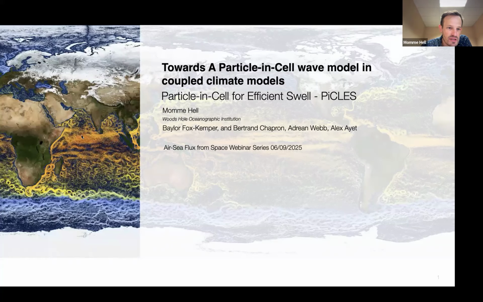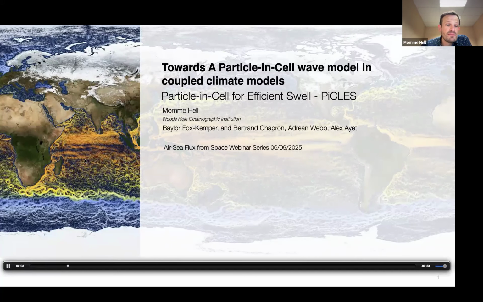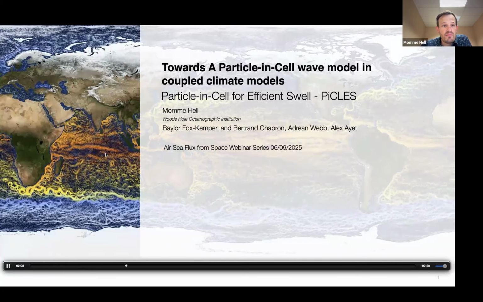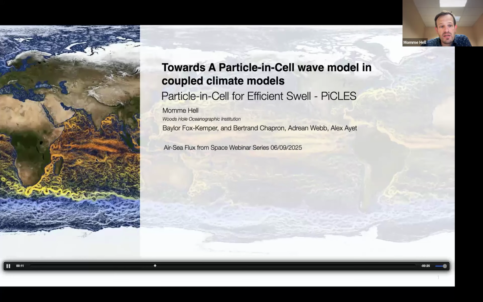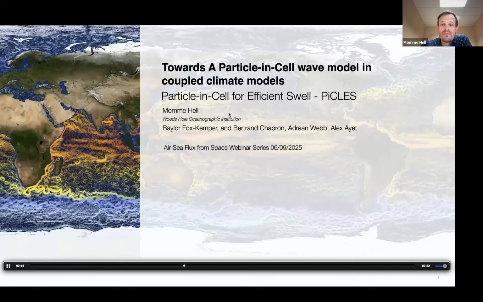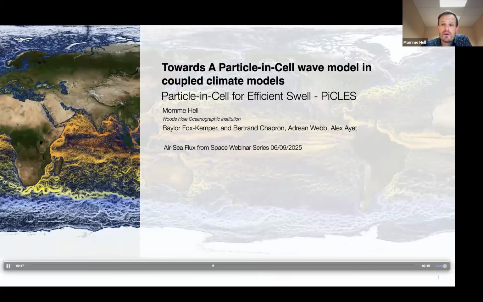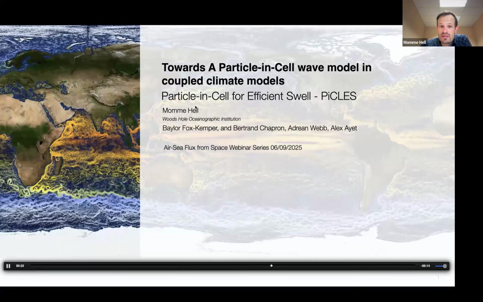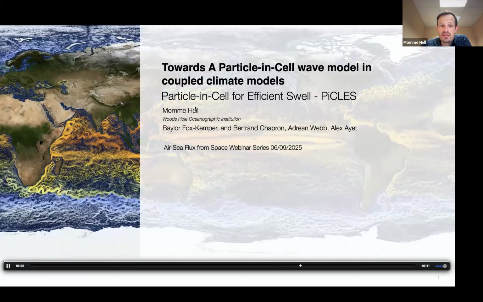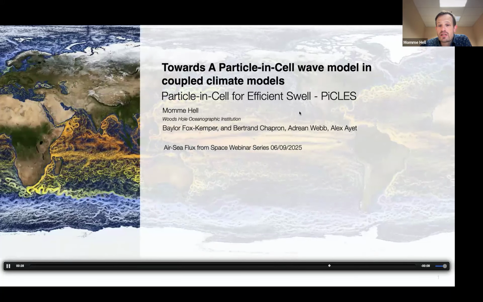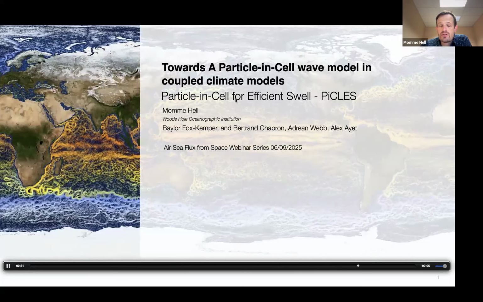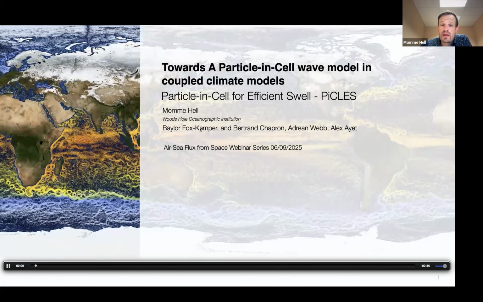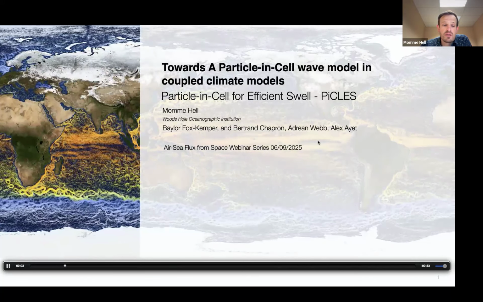In the background, you should see a video of CSM high res. This is a 10th kilometer ocean simulation and a core-degree atmosphere. And you see here all these beautiful eddies in the ocean. And I really wonder how we deal with waves in these simulations because they're currently not in these high-resolution simulations, in any of these kilometer scale runs. So that's why I put this talk together and present this alternative wave model for system models. I'm doing this with a bunch of my collaborators, Baylor, Bertrand, Adrian Webb was also involved, and Alex Auger in some capacity as well.